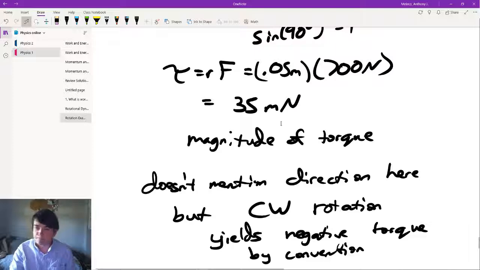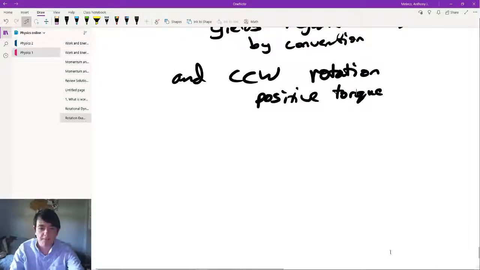Pretty easy, right? You just multiply. And then if there was a sine theta, you've got that. So let's do another one.